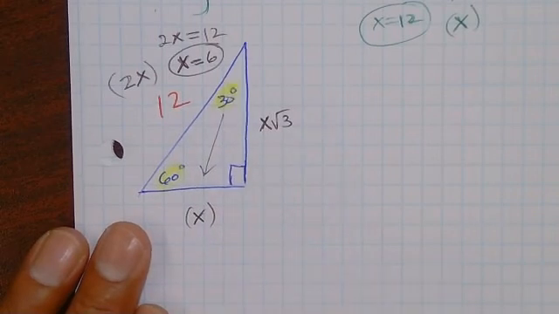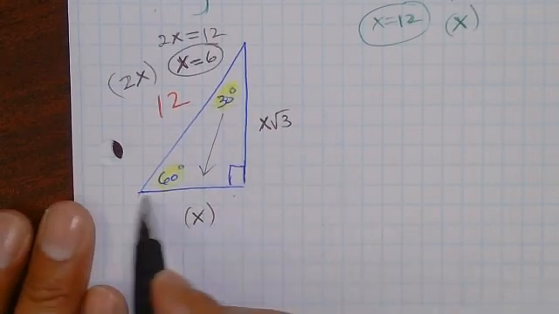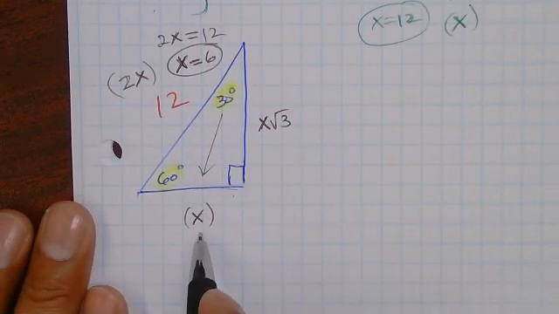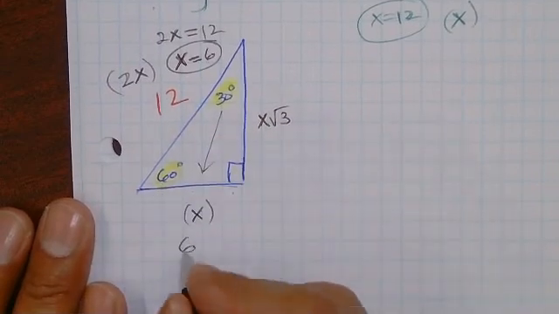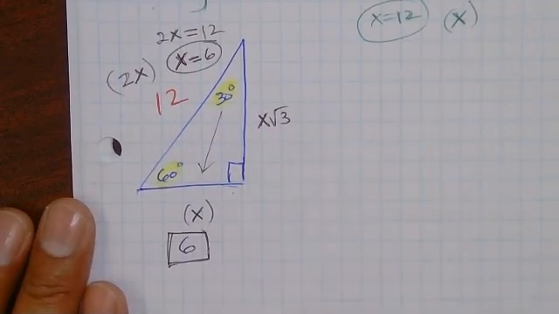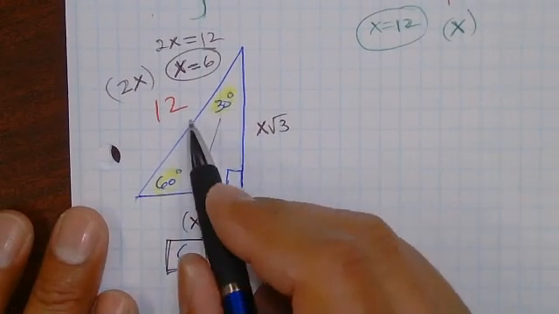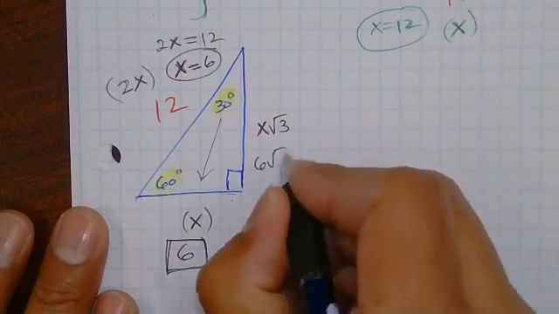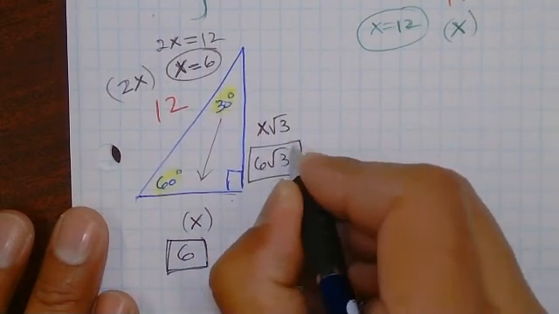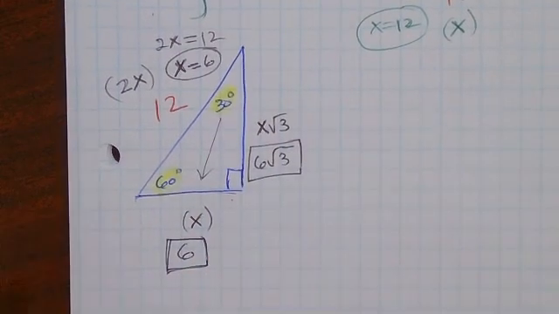So now that x is 6, guess what? Everywhere I see an x, I put a what? I put a 6. So what's this side going to measure? Well, it says x. So guess what? This one's just 6. And what is this one going to measure? Yeah, x is 6, so 6 radical 3.